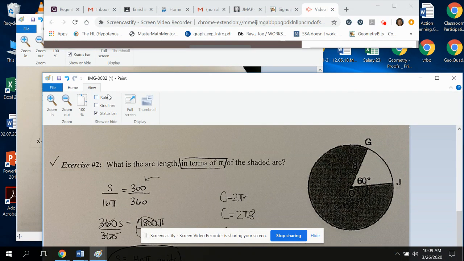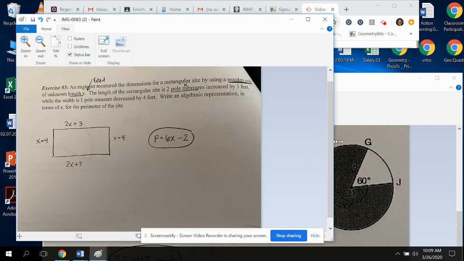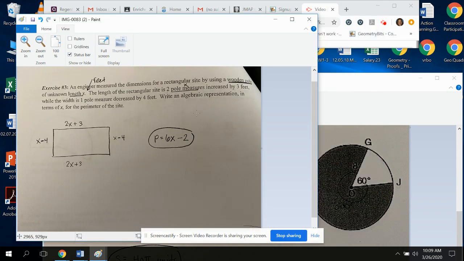Need to find our next part. Okay, so here's the back.